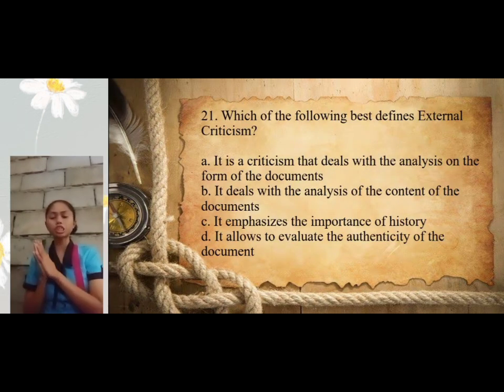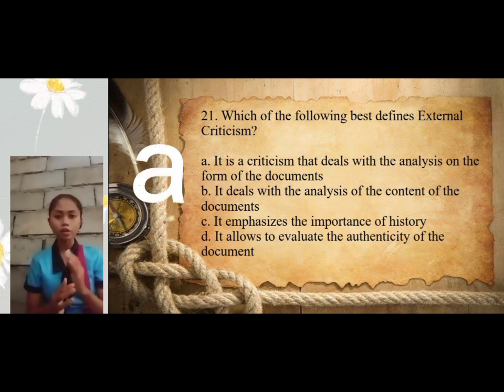Now, let's proceed to number 21. Which of the following best defines external criticism? So, the answer is letter A. It is a criticism that deals with the analysis on the form of the documents.